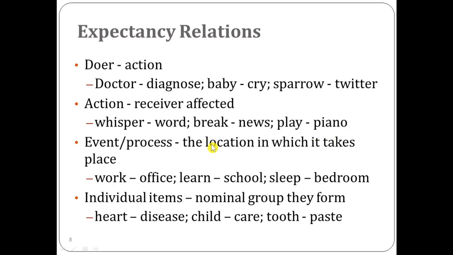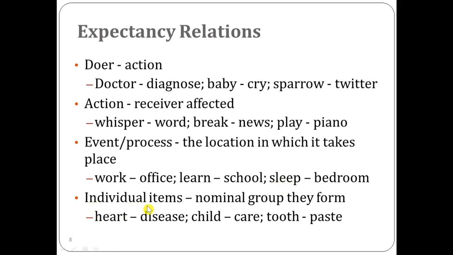Action and receiver affected. Like whisper is the action and the receiver affected is word. Break can be the action and news can be the receiver affected. Play is the action. Piano can be the receiver affected. Even a process can have the location in which it takes place or happens. Like work with office, learn with school, sleep with bedroom. So we can see sleep and bedroom, the last example. Bedroom can be the location where it happened. And for the process, it can be sleep.